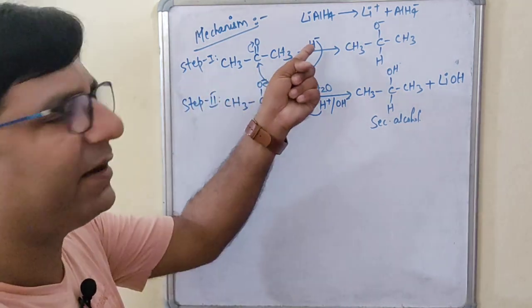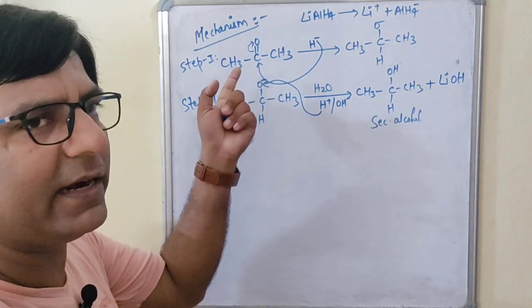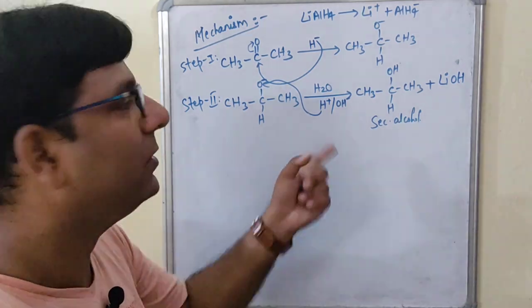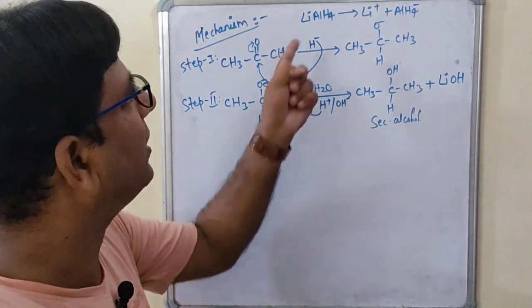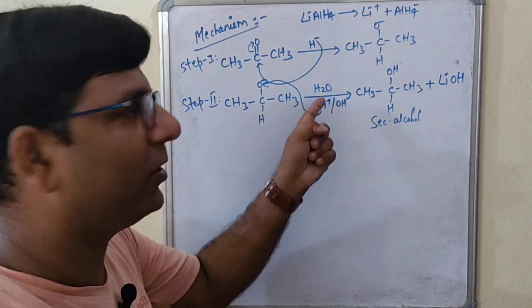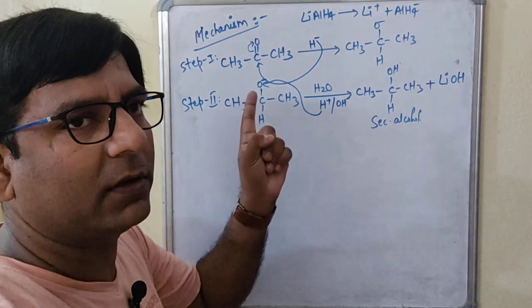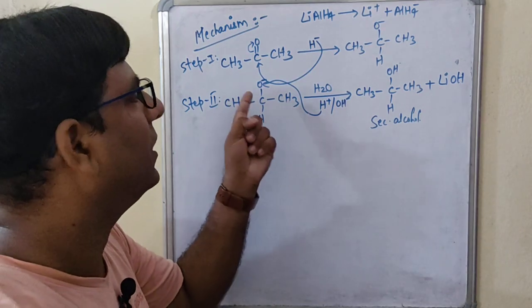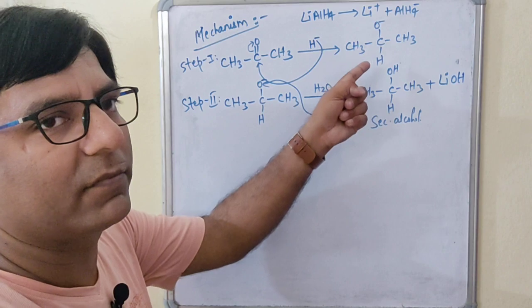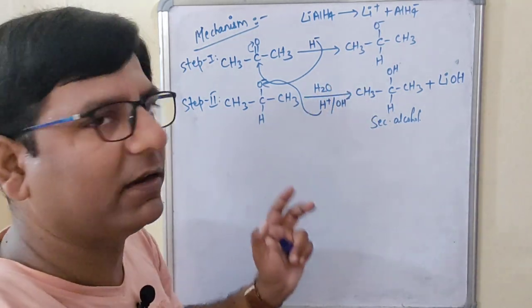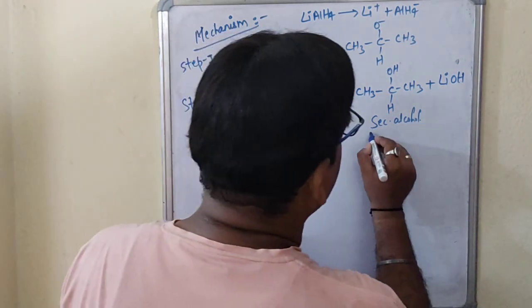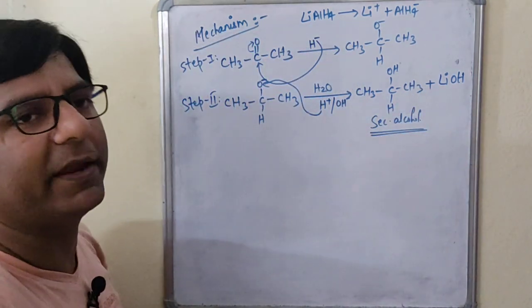First step, attack of the hydride ion. Second step, protonation. From where are we getting the proton? From the water molecule. Whenever you are using LiAlH4, always include the water molecule, because the water molecule will give you the proton. Because you have to protonate this intermediate that you have got here. Protonation will take place and you will get the final product along with this byproduct. The important one is the secondary alcohol, that is the main product.